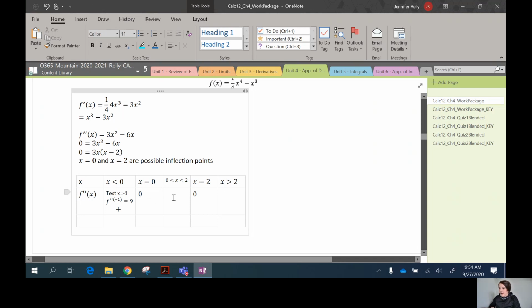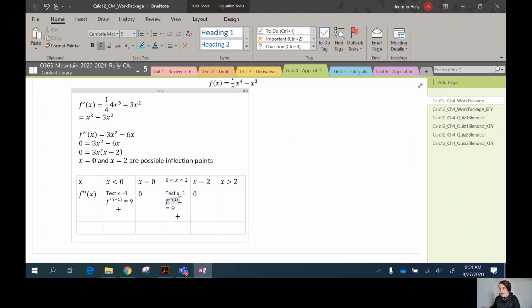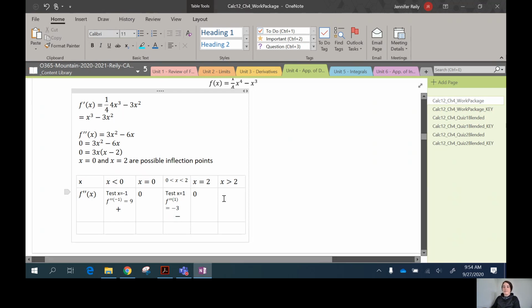All right, and then between 0 and 2, a nice easy number to test might be 1. Just going to double check that I'm doing this right. Yeah. So we test 1 and we get 3 minus 6, which is -3. So in that entire region, the second derivative would be negative.